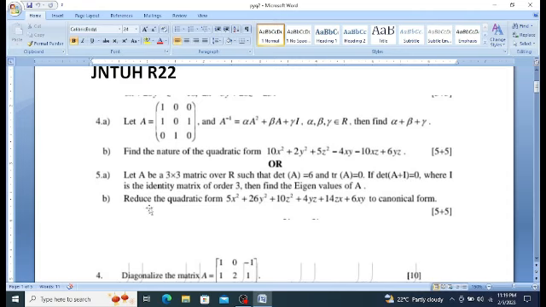And next question we have, reduce the quadratic form to canonical form. Same as the second question, just reduce the quadratic form into canonical form. No need to find the nature of the quadratic form.